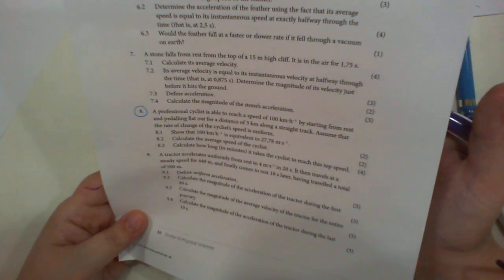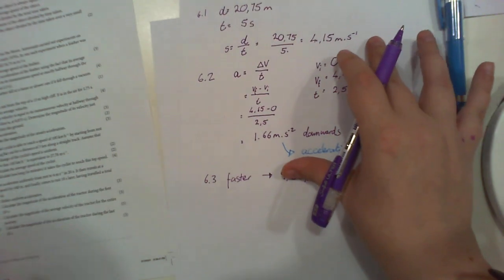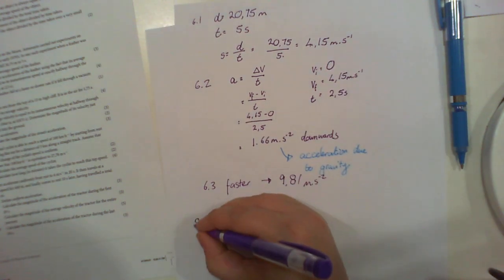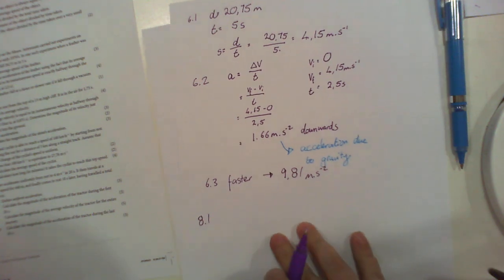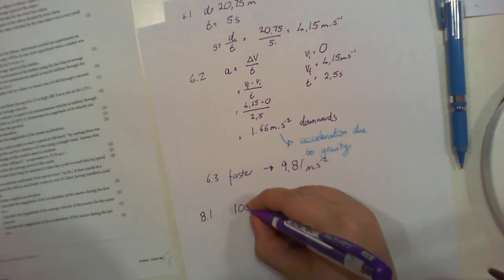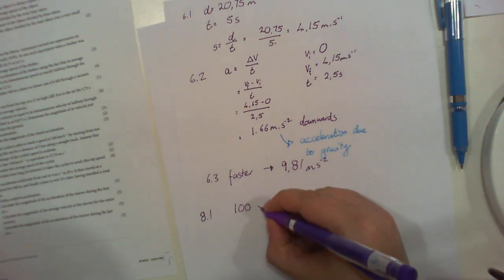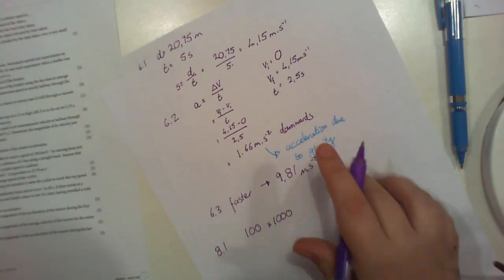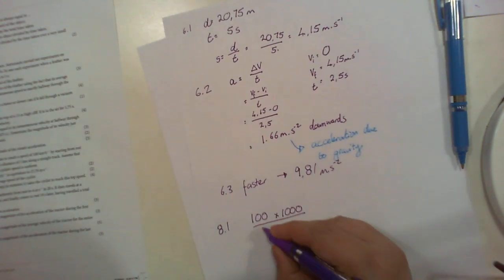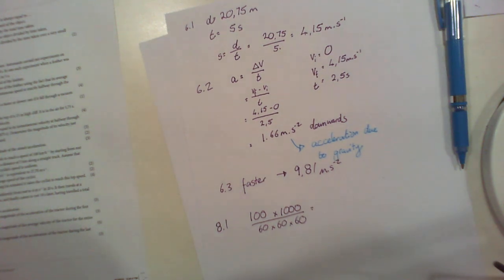Firstly, show that 100 kilometers per hour is equivalent to 27.78 meters per second. Because it specifically says show, I don't want you to use your magical 3.6. You need to actually show working. So you would say 100, times by 1,000, divide by 60 times 60 times 60. So what does that give us?